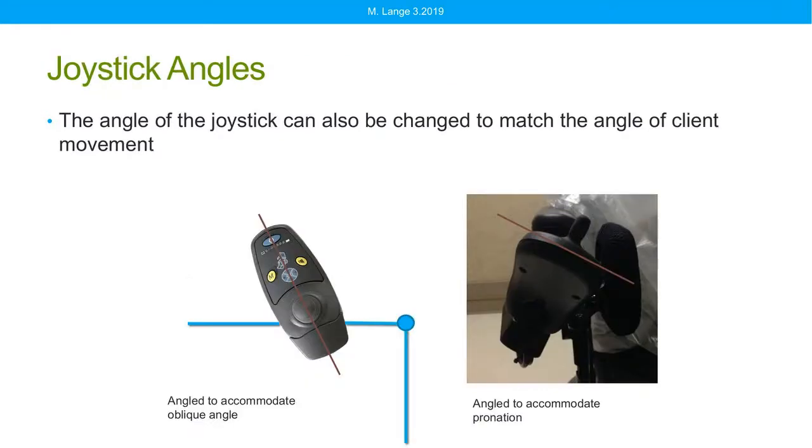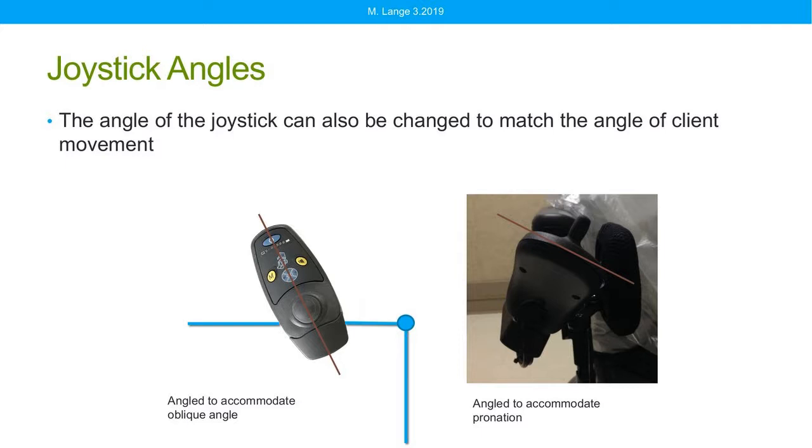Another strategy we can do is look at the angle. Many of the clients we work with are not pushing their hand directly forward of their body. Their hand might cross over their body, and their forearm might turn a bit. If that's the case, we can angle the joystick in the two planes shown here.